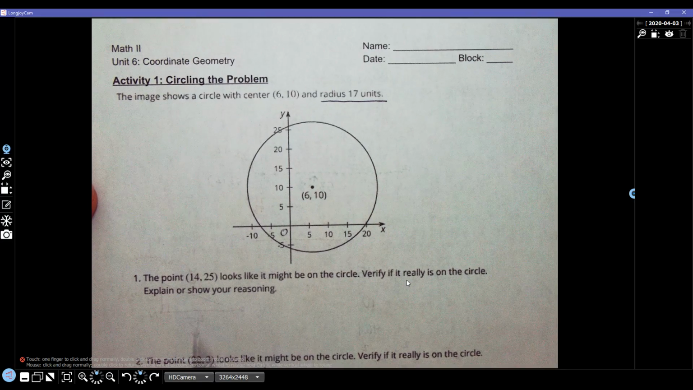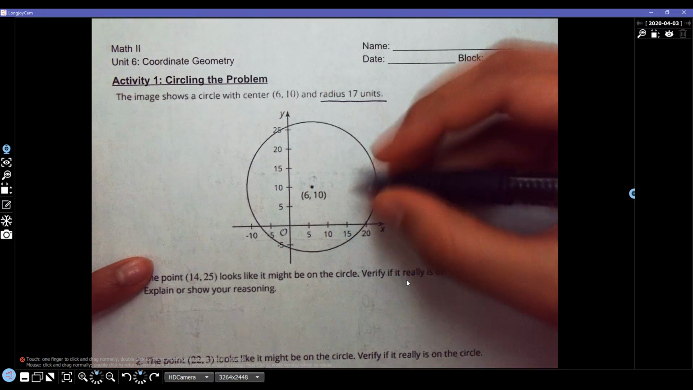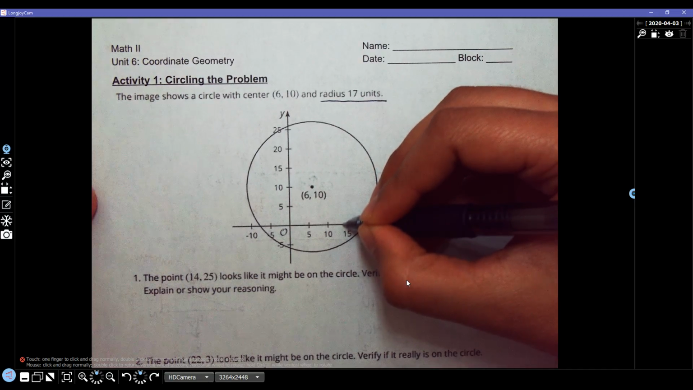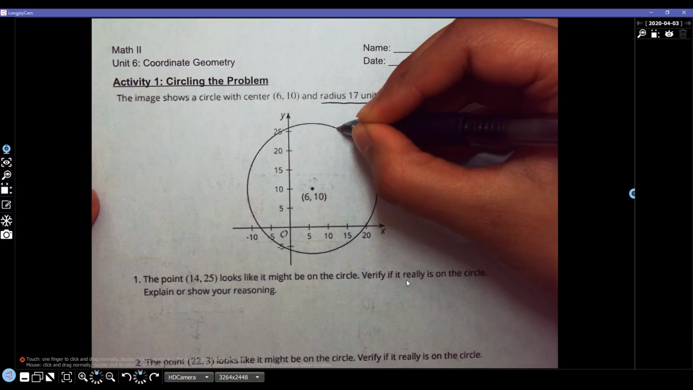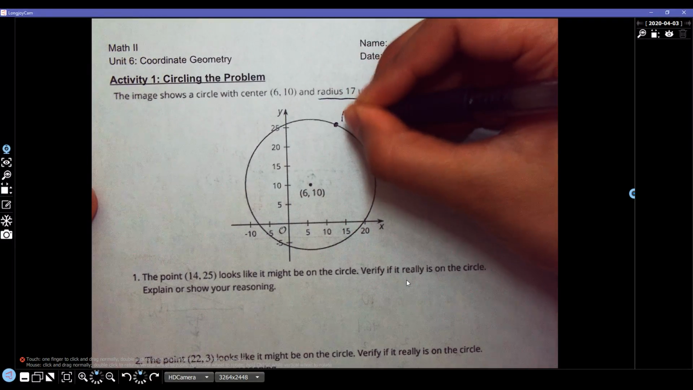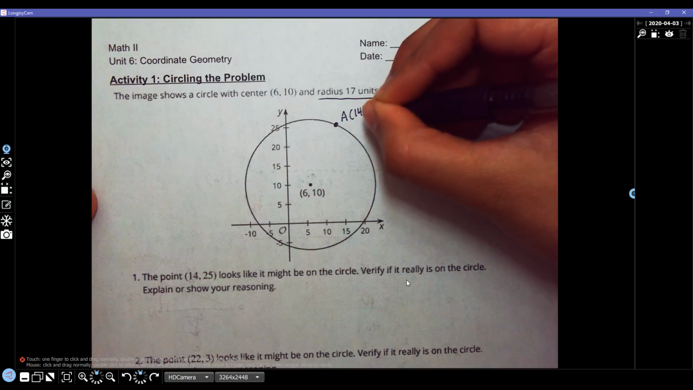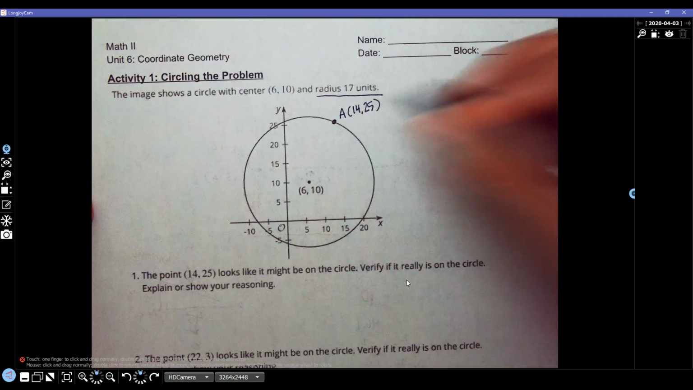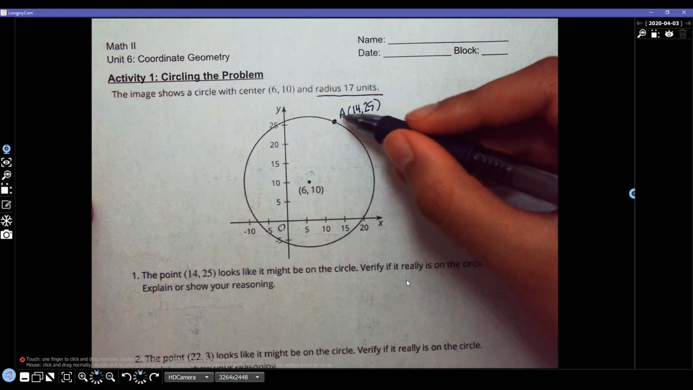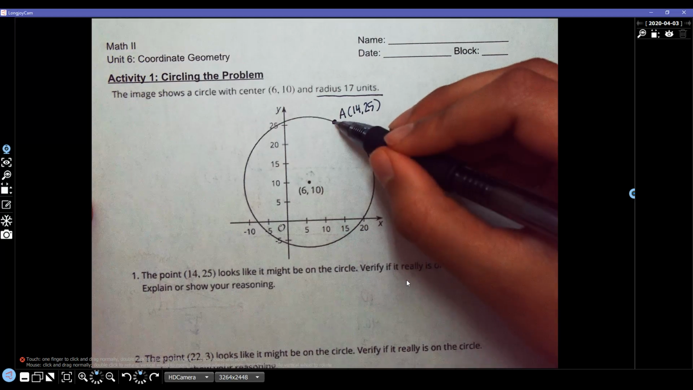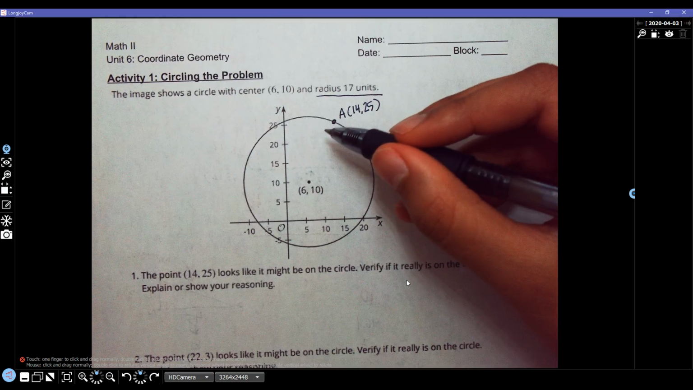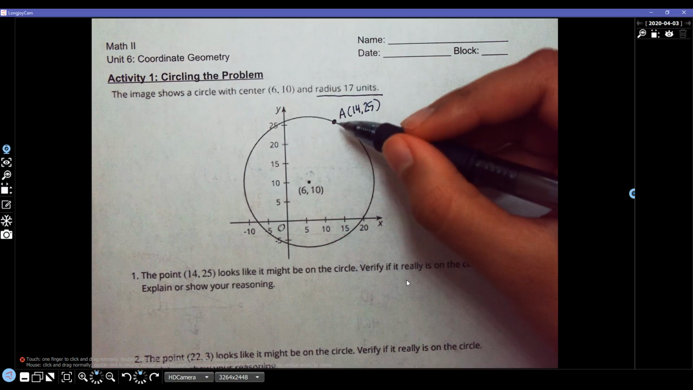So let's plot 14, 25 on our circle over here. It'll be roughly over 14, and then we can go up to roughly where it's about 25. And I'm going to call this point A. So I'm just going to say 14, 25. On first glance, it looks like it falls on the circle, right? But there is actually a way for us to prove whether or not 14, 25 is actually on the circle.